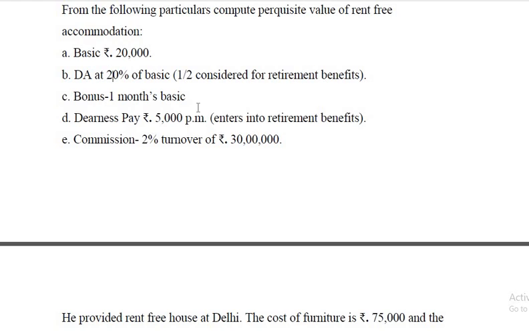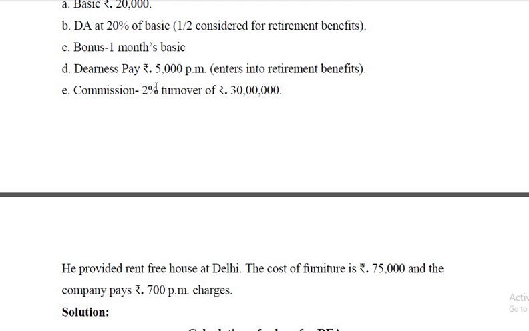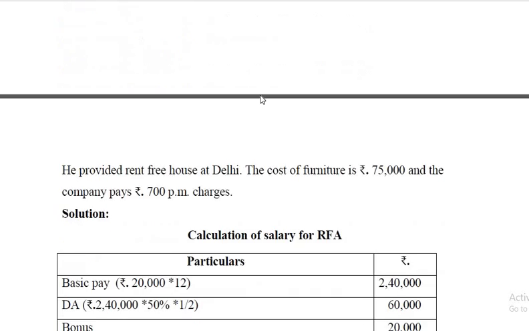Okay. Bonus 1 month's basic, of course, 1 month's basic means 20,000. DRNS pay 5,000 per month. If it enters the retirement benefits, entire amount should be taken. So entire amount enters into retirement benefits. Therefore, entire 5,000 per month into 12 should be taken. Commission 2% of turnover of 30 lakh. 1% is 30,000. 2% is 60,000.